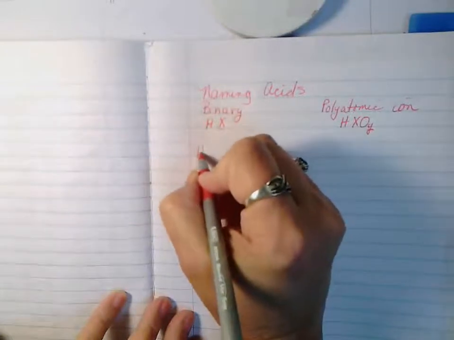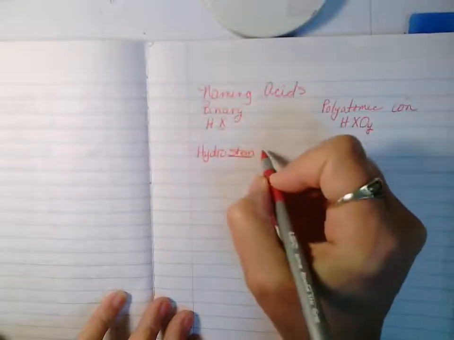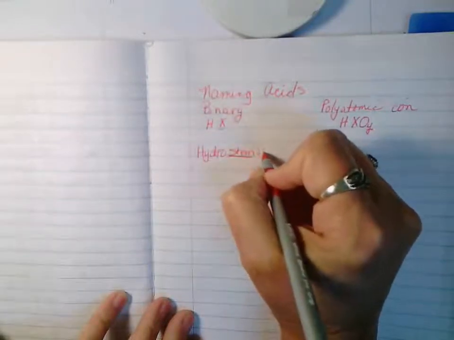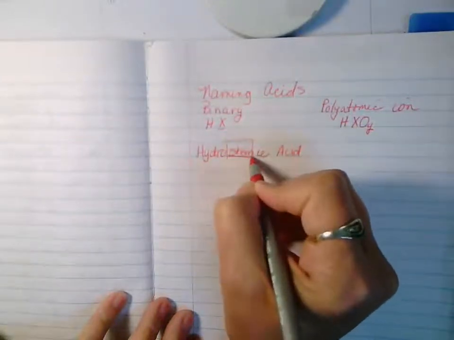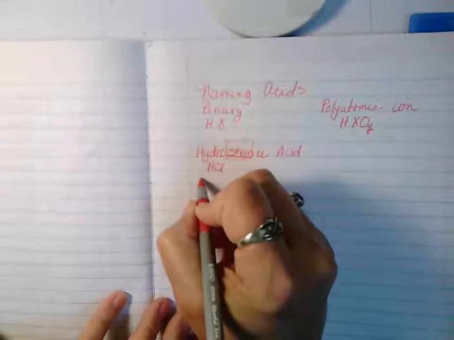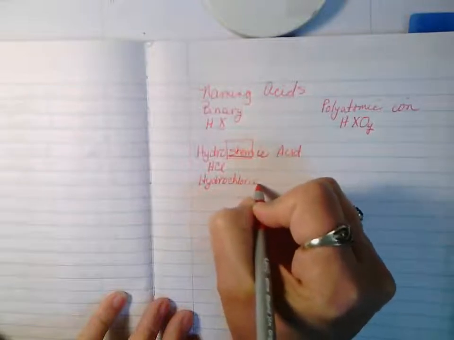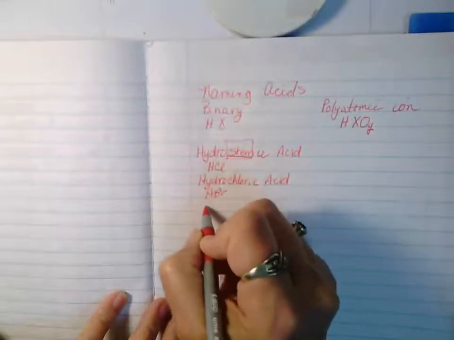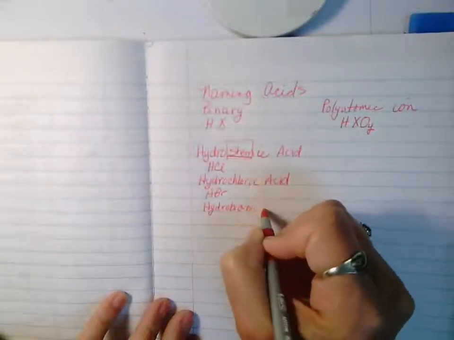So we're going to add the word hydro as a prefix. We're going to put in some stem, and then we're going to change the ending to ic, and then we're going to add the word acid. So in this case, the only thing you will change depending on the anion will be whatever the stem is. So if I have something like HCl, that's going to be hydrochloric acid. If I had HBr, that would be hydrobromic acid.